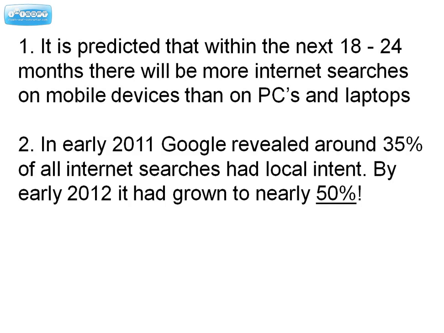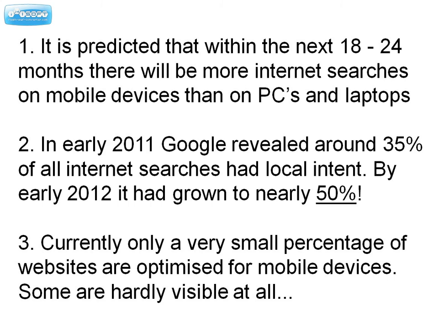In early 2011, Google revealed that around 35% of all internet searches had a local intent, which meant that when people were searching they put a local geographical term into the search bar. So for example, they might have been looking for an Italian restaurant in Leeds. And by early 2012 this had grown to nearly 50%. Yet currently only a very small percentage of websites are optimized for mobile devices, and some, depending on how they were made, are hardly visible at all.